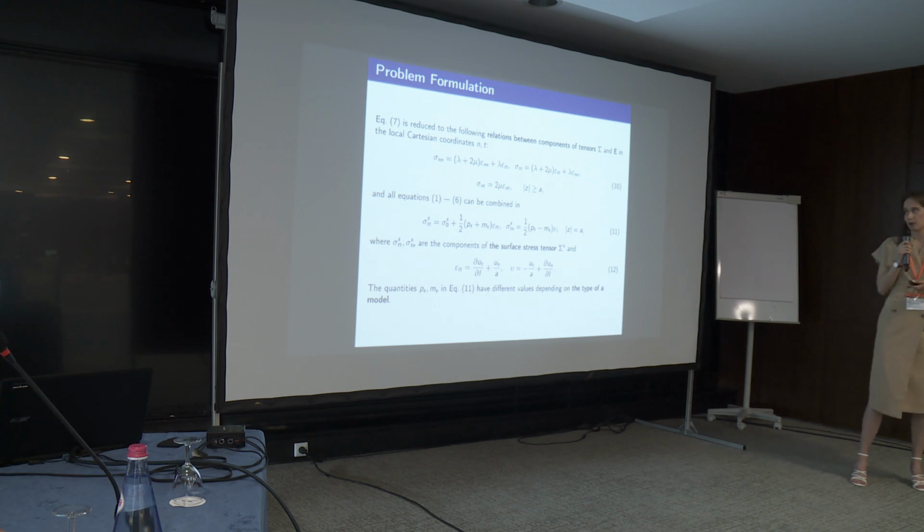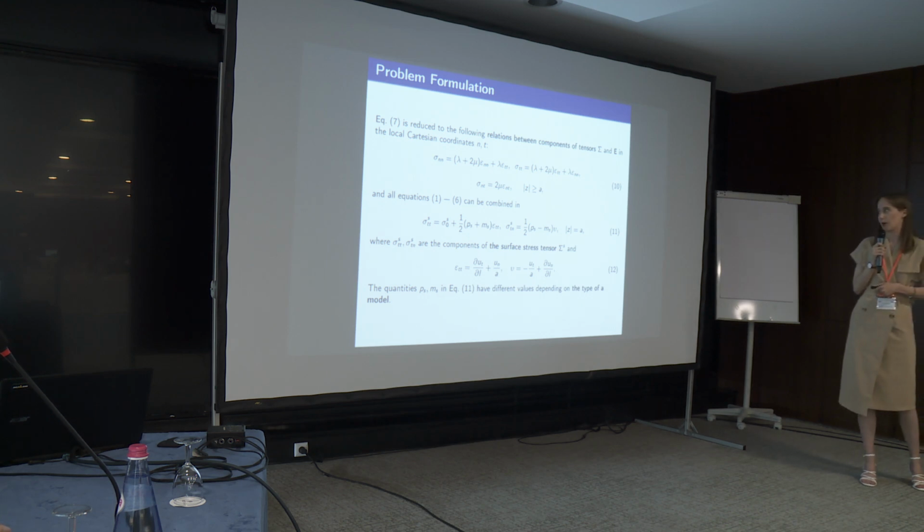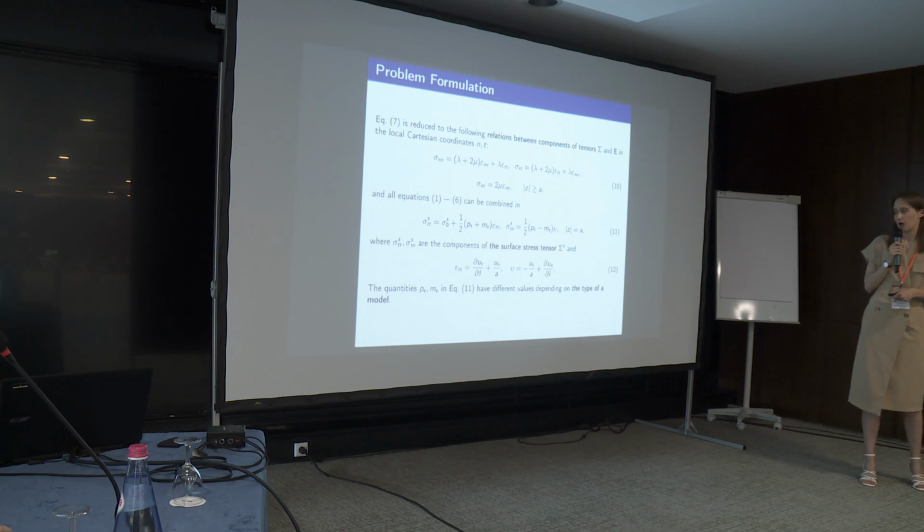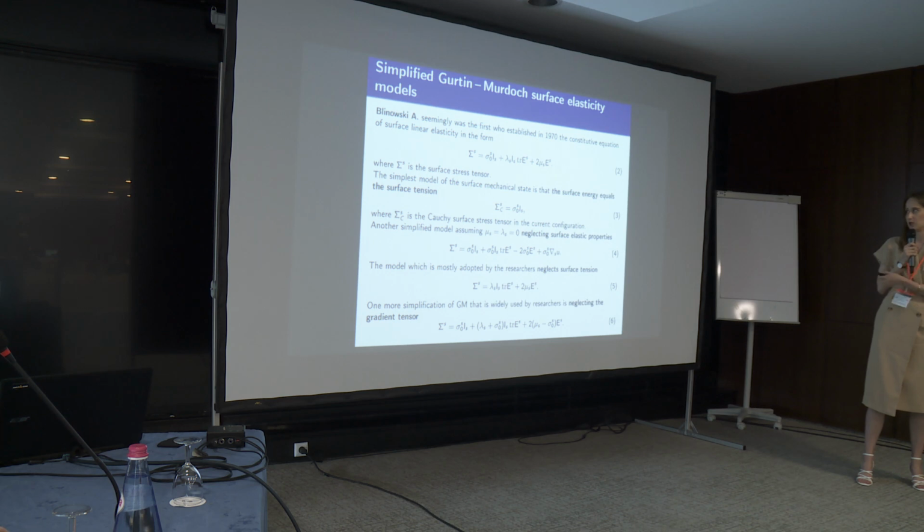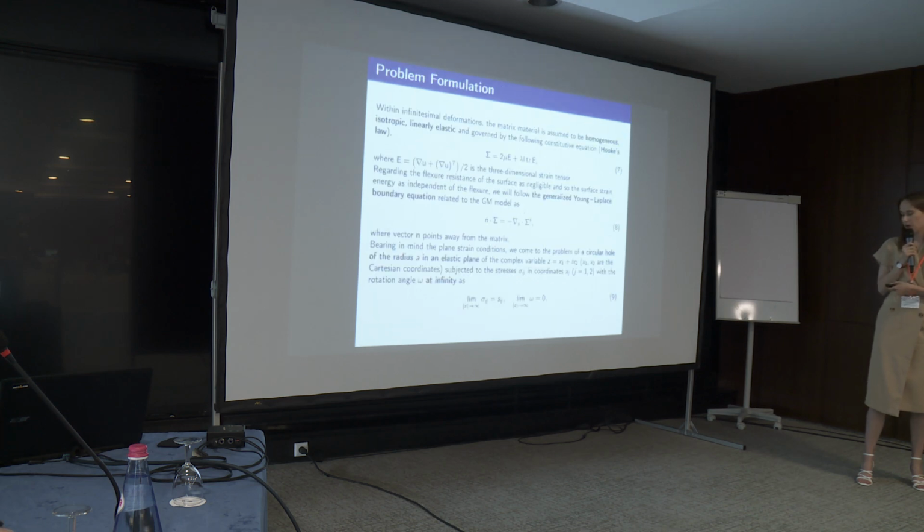To solve the problem, we use relations between components of the stress tensor and strain tensor by formulas 10. And all equations for these surface models are combined by formulas 11. For us, the more important components are P s and M s, which have different values depending on the type of model. So if we change these parameters, we can calculate all these simplifications.